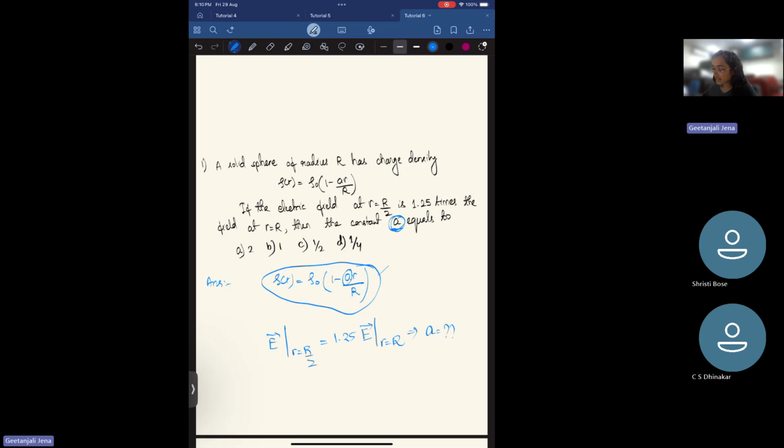So you can easily see the charge distribution is symmetric. So you can use Gauss law to find the electric field. Then by comparing the electric field, you can easily find out the constant value A.